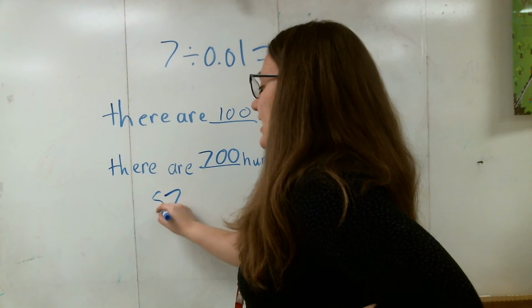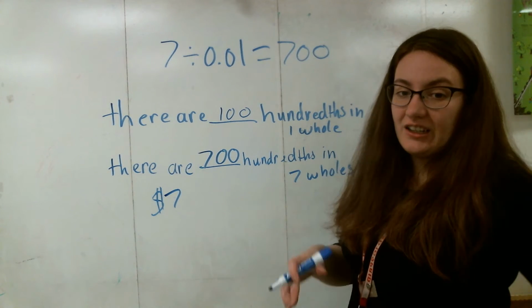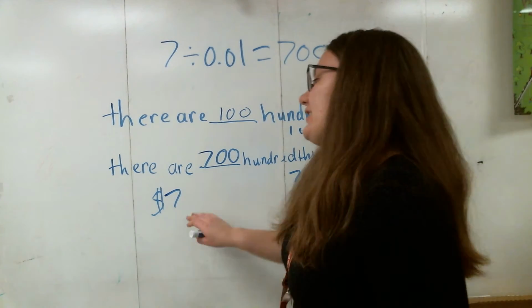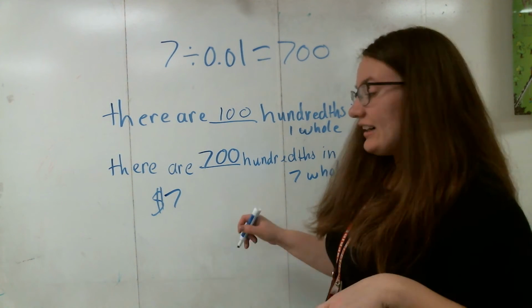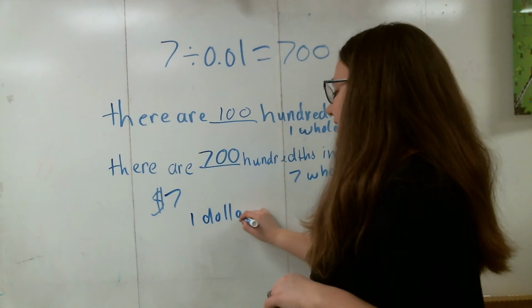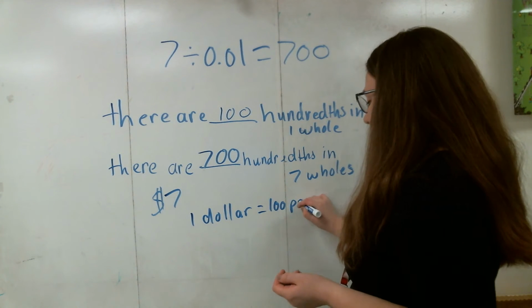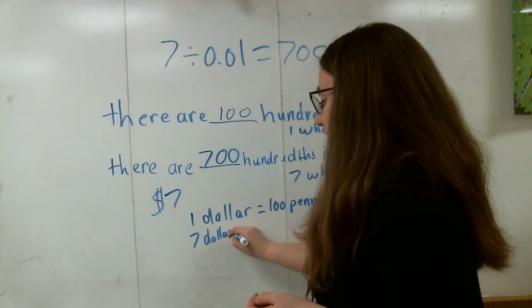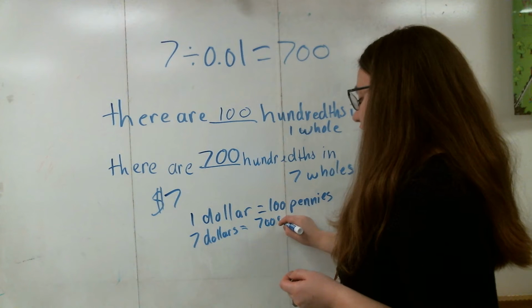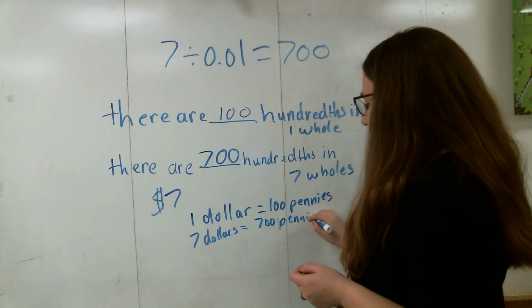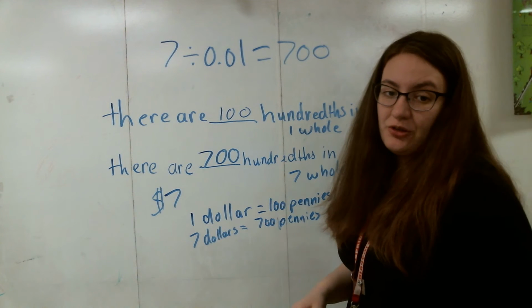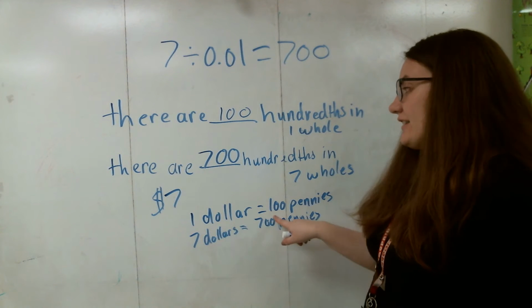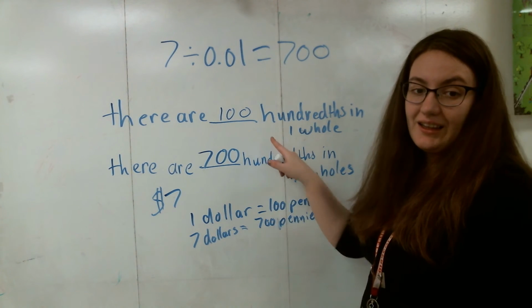So if I have $7 and I'm dividing those $7 into just pennies, like all I want to do is use pennies, then I know that $1 has 100 pennies. So then if I have $7, that would equal 700 pennies. And that is another way that you can think of these answers. So remember hundredths, because $1 has 100 pennies, so the hundredths are very similar like that.